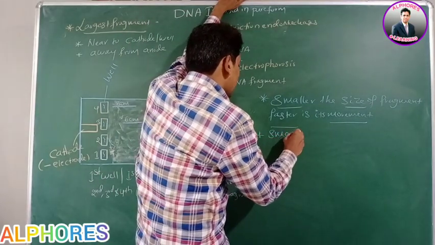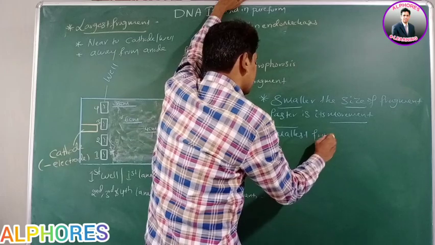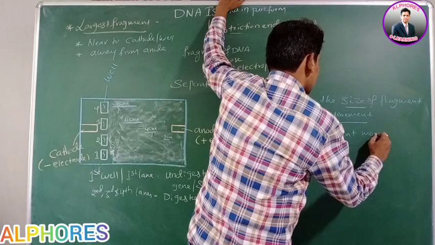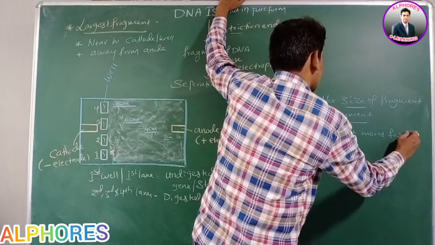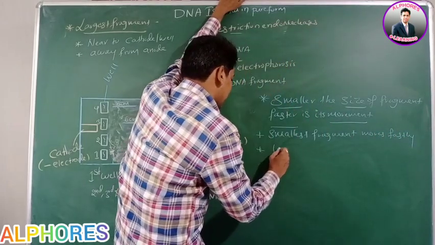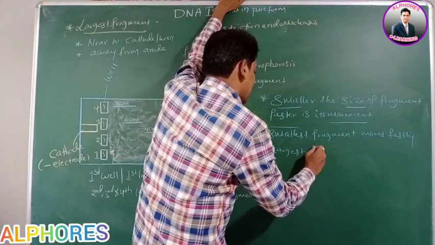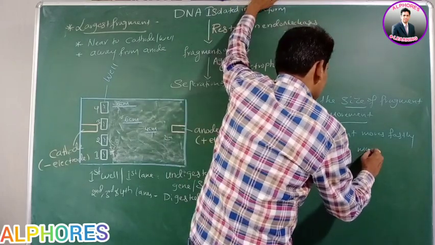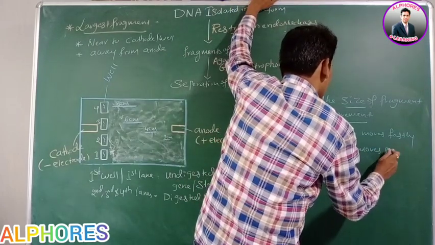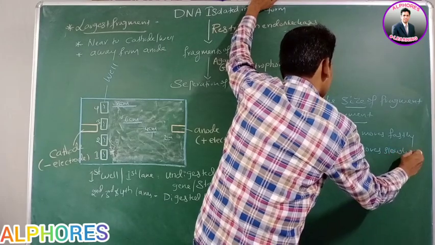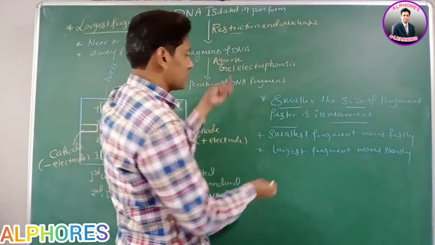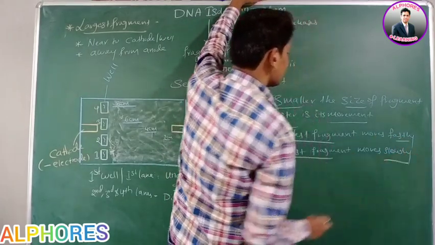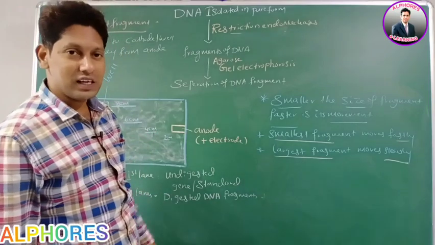Therefore, the smallest fragment moves fast. The largest fragment, how does it move? Slowly. Therefore, the smallest fragment moves fast, whereas the largest fragment moves slowly. Are these statements clear? Okay.